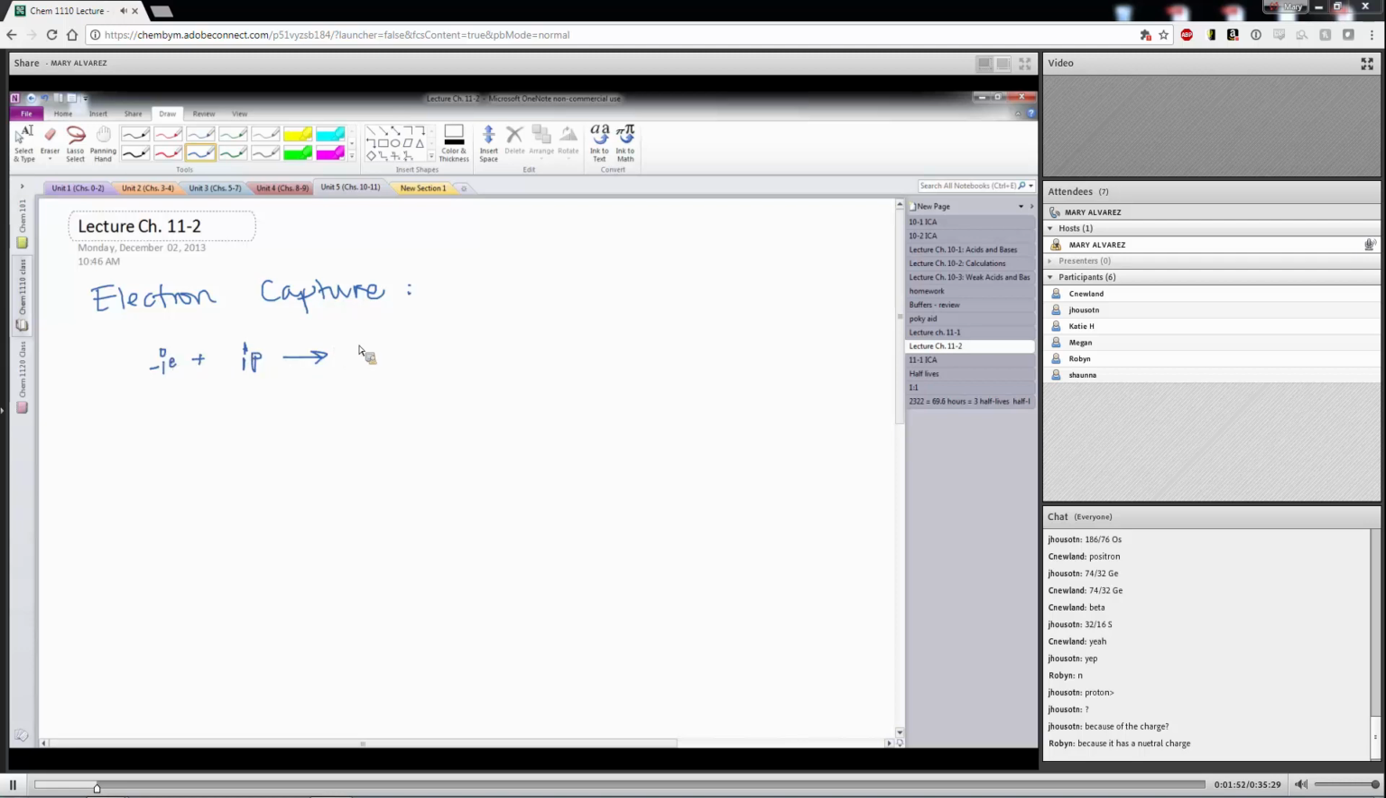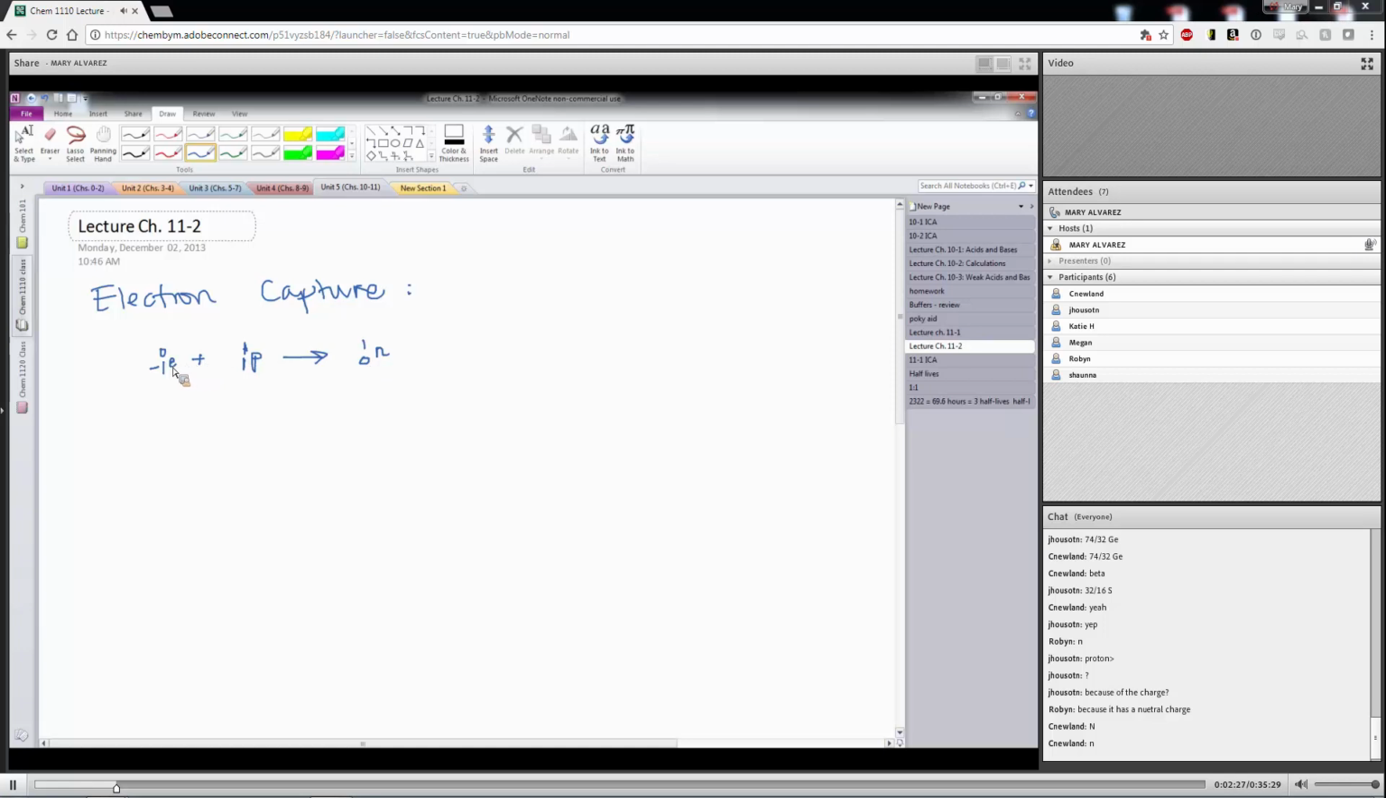0 plus 1 gives us a mass of 1. Negative 1 plus a positive 1 gives us a charge of 0. And what particle has a mass of 1 and a charge of 0? The neutron. You have to put a lowercase n, because a capital N would make it nitrogen, right? Yes, perfect. So electron capture then is kind of the opposite of beta emission.